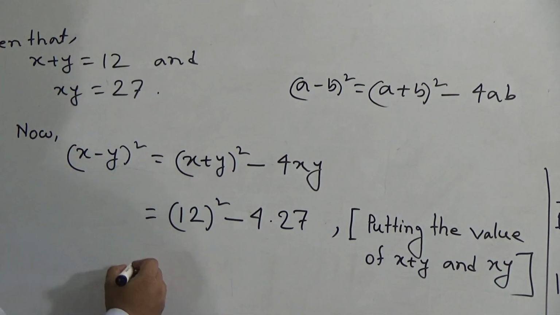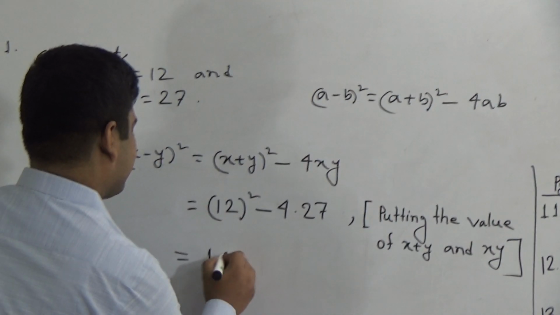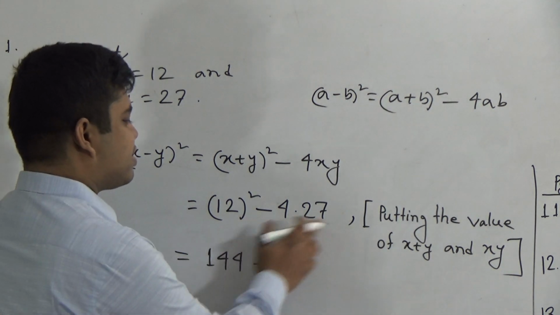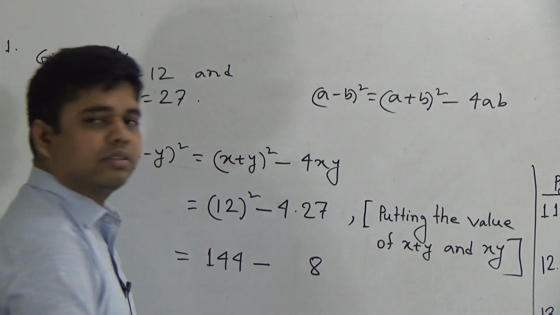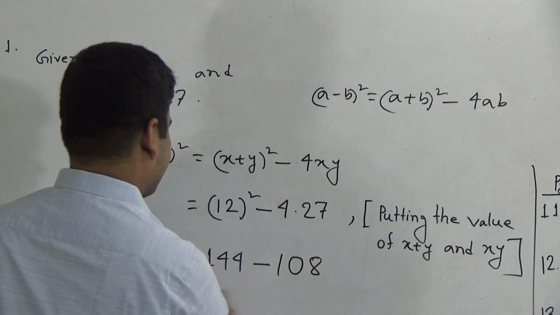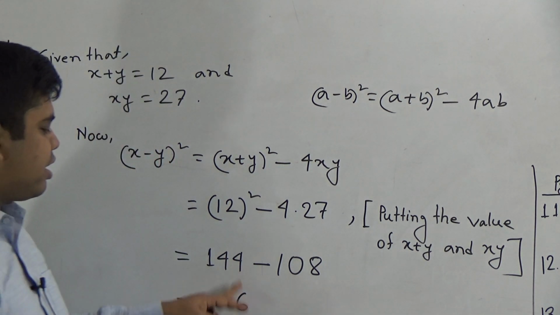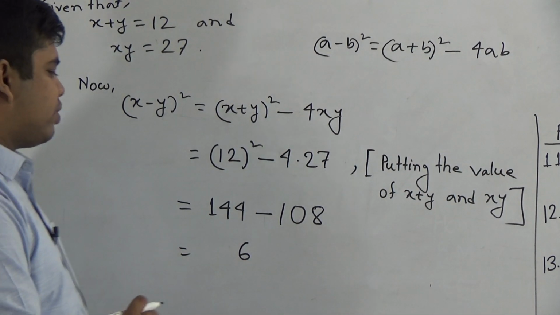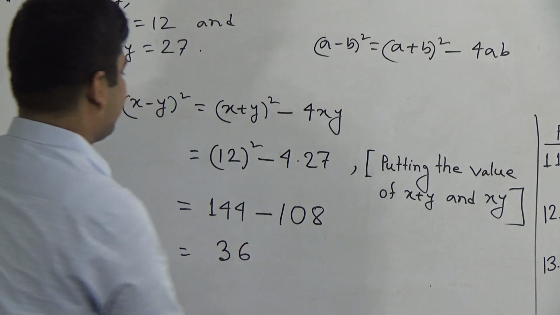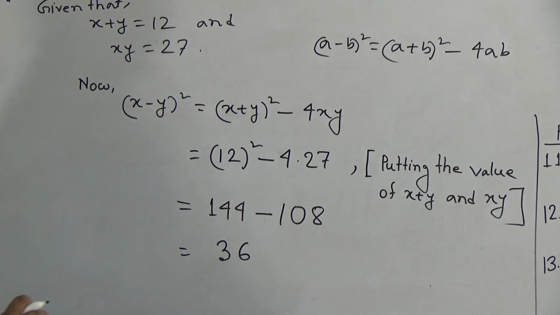Now, my dear students, we do calculation here. 12 square, that means we multiply 12 with 12 and we get 144. Now we multiply 4 with 27. 4 7s are 28, carrying 2. 4 2s are 8 and 2 is 10. Now I do subtraction. 8 to 14, it will be 6. 8 to 14 need 6, and carrying on, that one is added with this 0 and it will be 1. 1 to 4, it will be 3. So 36 is the answer, the value of x minus y whole square.